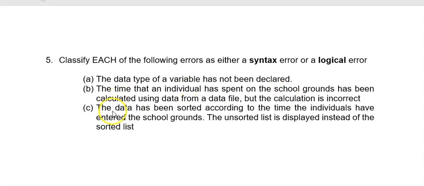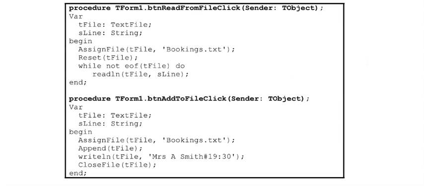And then the last one says that the data has been sorted according to the time the individual entered the school grounds. The unsorted list is displayed instead of the sorted list. So you're just displaying the incorrect array or values. That means it's also a logical error. An error where the incorrect variables or arrays were displayed, or when there's no output, would be a logical error. Grade 10s, you can stop watching as we're going to move on to text files now.